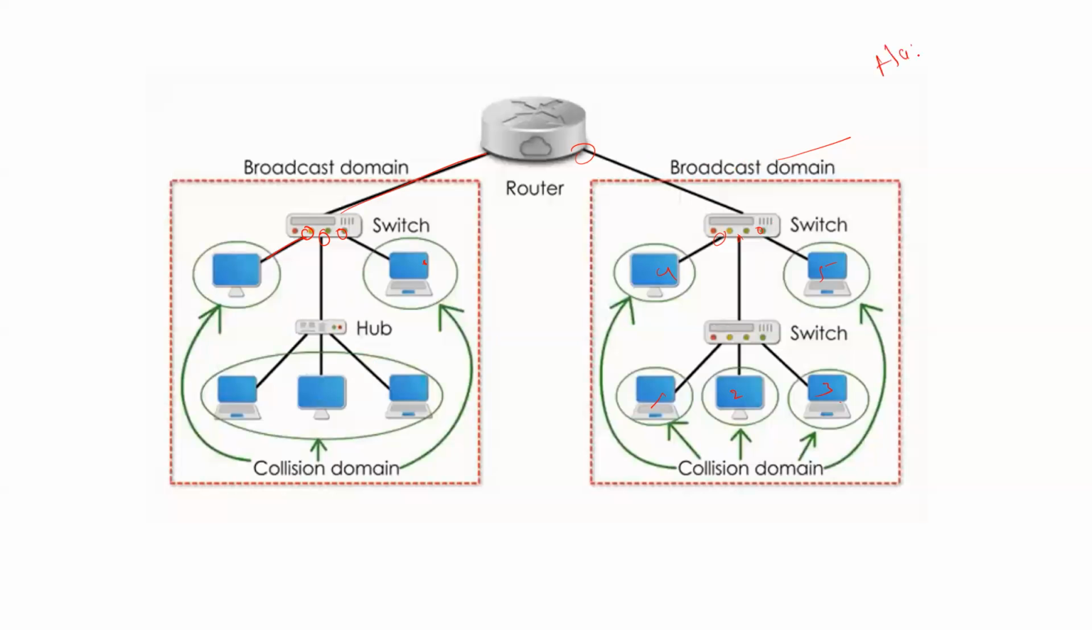Okay, hub. All the devices connected to the ports of a hub belong to one collision domain. Suppose we have a switch. For a switch, how many collision domains do we have? Each port consists of one collision domain, and everything comes under one broadcast domain. That is about collision domain and broadcast domain.